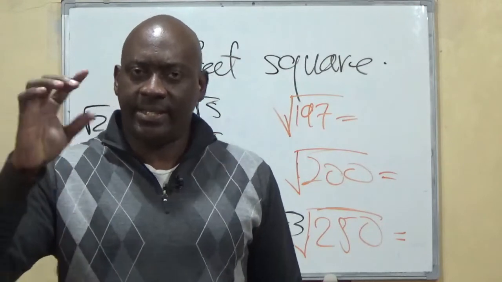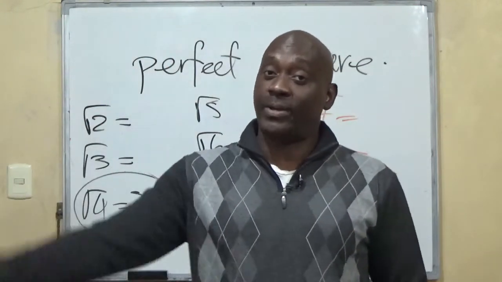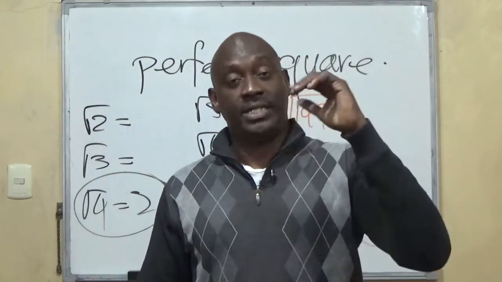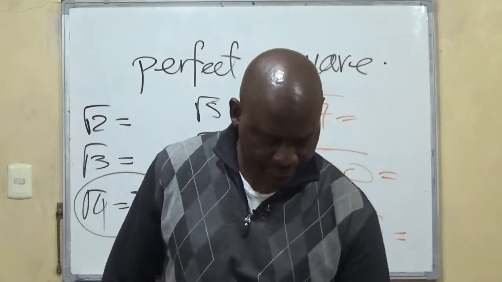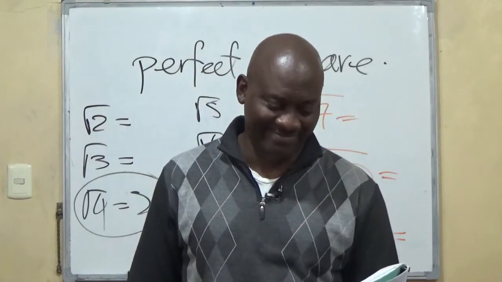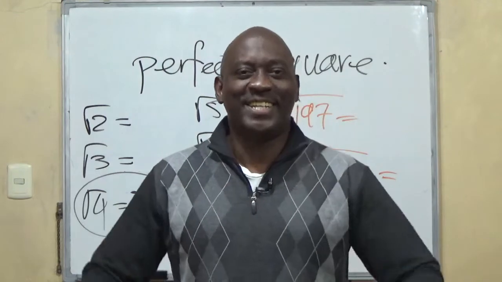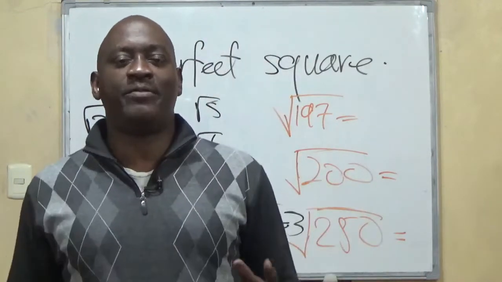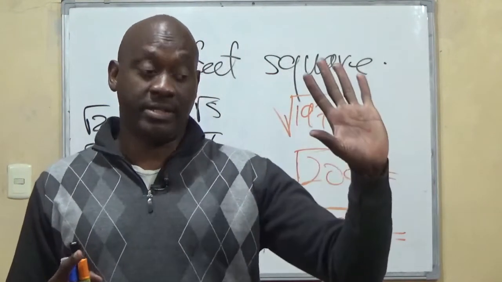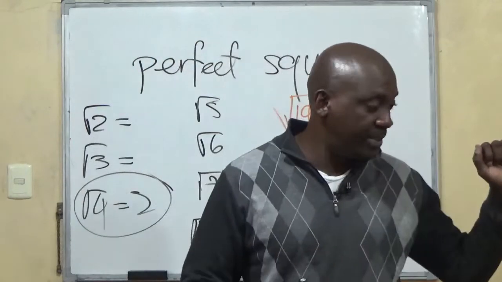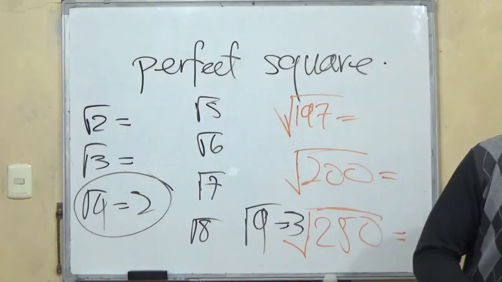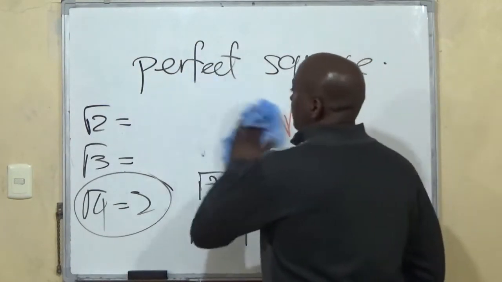So the square root of a perfect square is rational. The square root of an imperfect square is irrational. So let me clear the board, put that down, and we're gone. Yeah? It's about time enough.